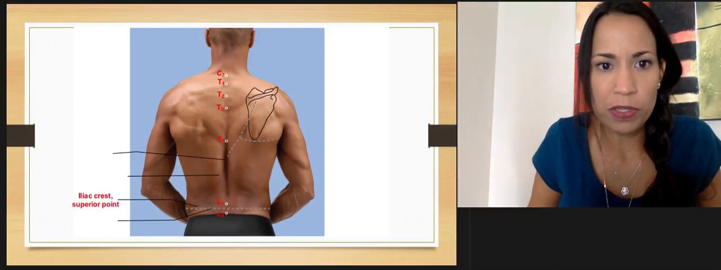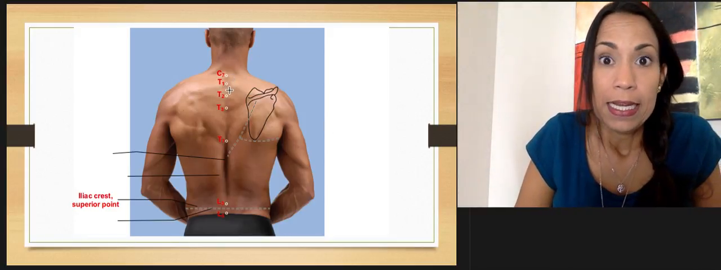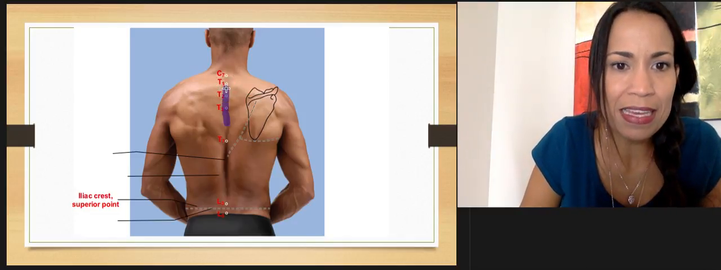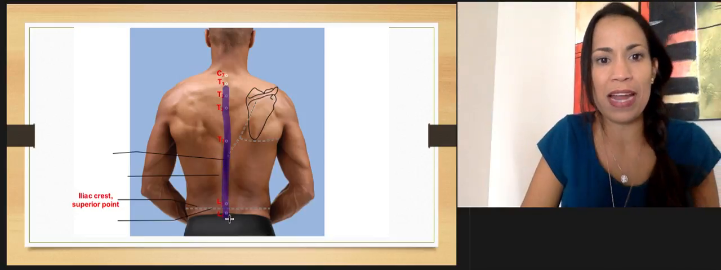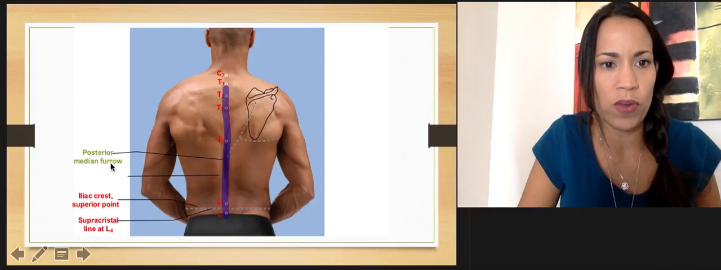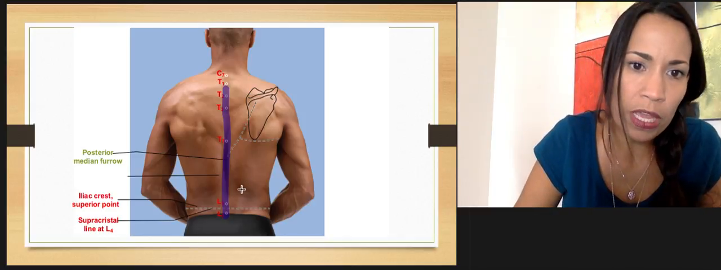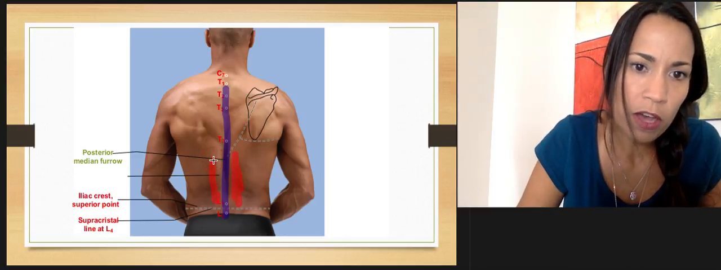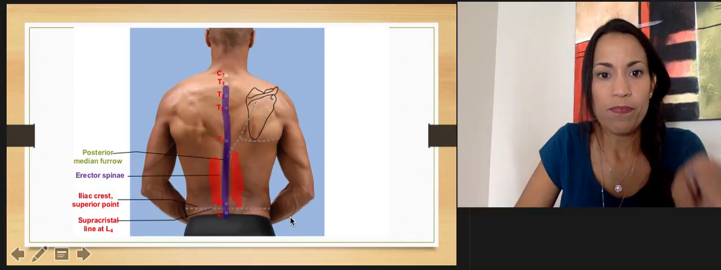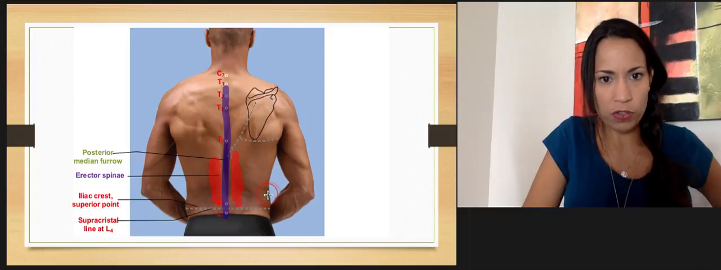Now, posteriorly, there are just a few things that we're going to identify today. So one is this sulcus, this groove right in the midline, and that is called the posterior median furrow, which is right here. On either side of the posterior median furrow, we can feel the two columns of muscles, and those are the erector spinae muscles.